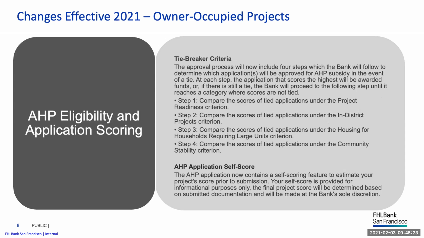If those projects are still tied, we'll move on to in-district projects. If they're still tied at that point, we'll look at housing for households requiring large units. And if they're still tied at that point, we'll look at the community stability criterion.